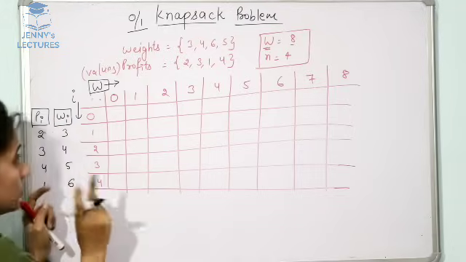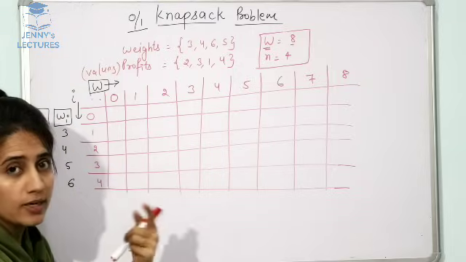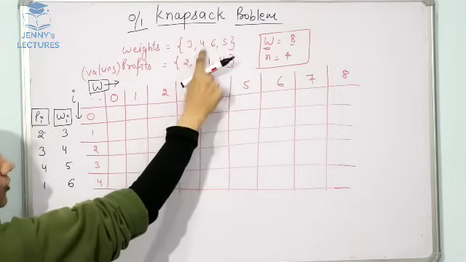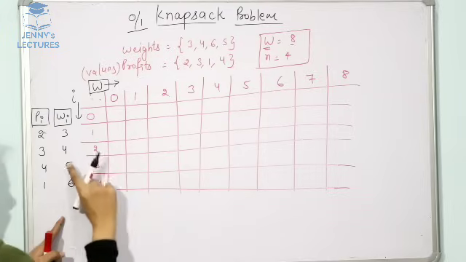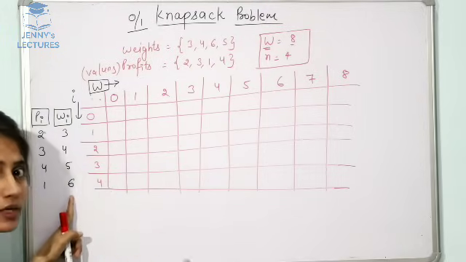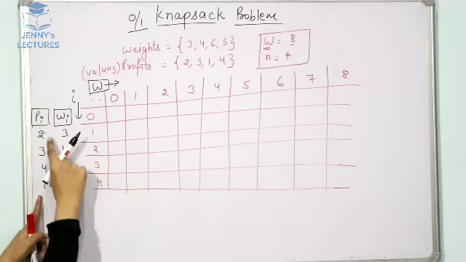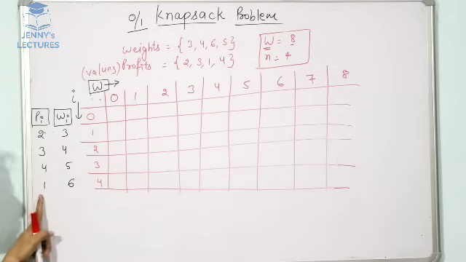The profit of each item. And see, these weights should be written in ascending order. The weights are 3, 4, 6 and 5, but I have written here what? 3, 4, 5, 6. These should be in increasing order, or you can say ascending order. Okay. Now according to that you will write the profit 2, 3, 4 and then 1.